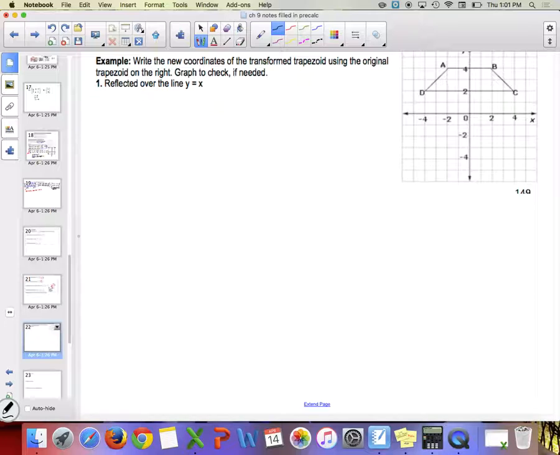All right, so next up. It says write the new coordinates of the transformed trapezoid using the original trapezoid on the right. Graph to check if needed. So this is what your homework is. It's really not that bad. Okay, so we're going to find these points for the trapezoid first. The point A is going to be negative 2, 4. The point B is 2, 4. The point C is going to be 4, 2. And the point D is going to be negative 4, 2.